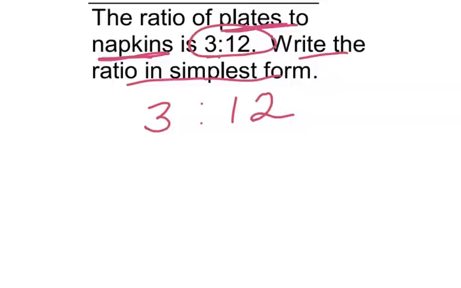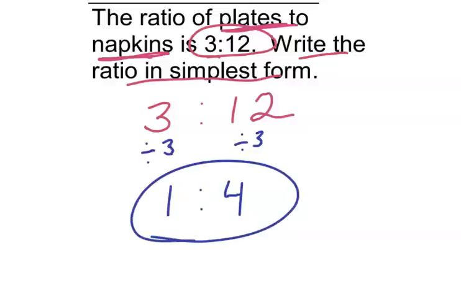Okay, well, is there a number that divides into both 3 and 12? Yeah, 3 does. 3 goes into 3 one time. And then we do 12 divided by 3, and that is 4. Is there any number we can divide into those to make them even lower? No, especially since one of them is the number 1. That is definitely going to be simplest form.